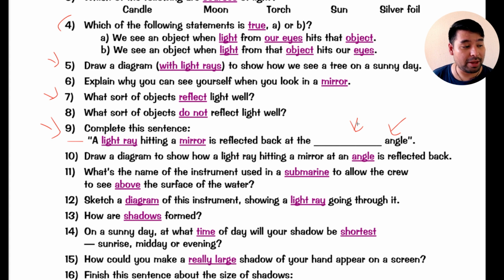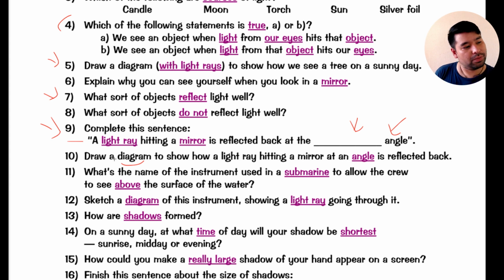Number 10, draw a diagram. We have another diagram here, guys. We have a lot of work today. Draw a diagram to show how a light ray hitting a mirror at an angle is reflected back.